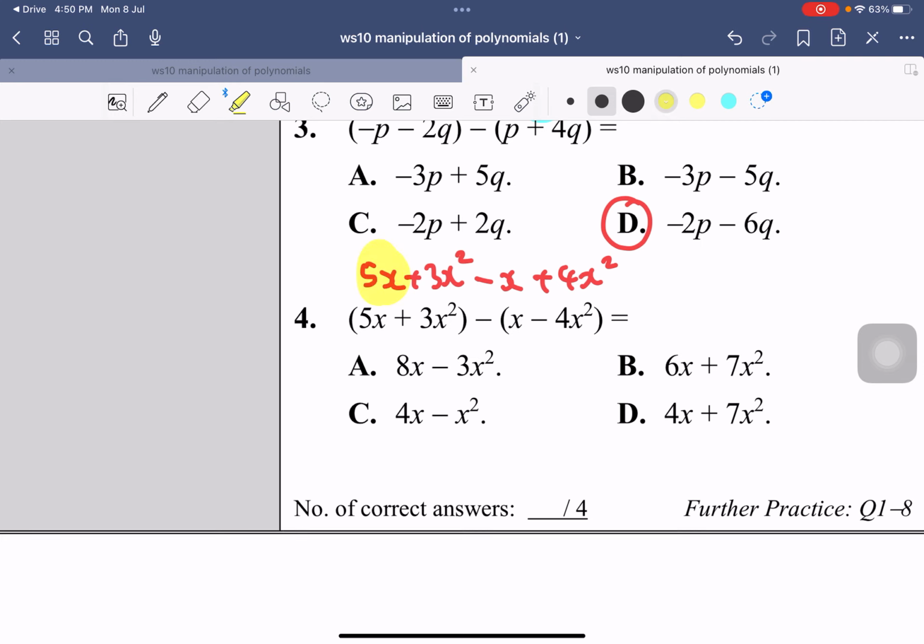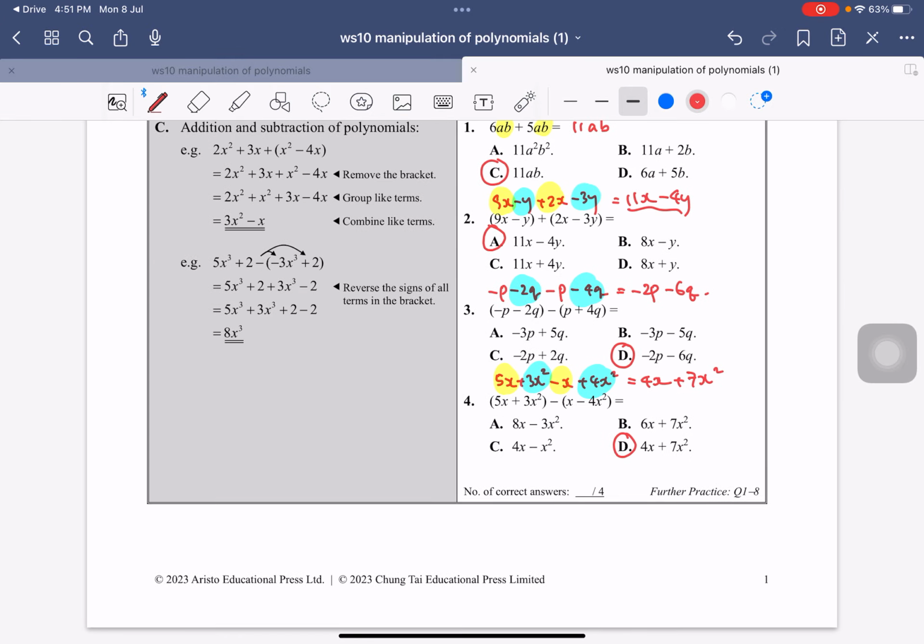Now we try to put the similar terms together. We have the 5x. This is x squared, which is not the same as this x, so we can't combine these two. But there's an x here as well, so 5x minus x gives you 4x. For the second part, the remaining two things, we have 3x squared plus 4x squared. They are similar, so it's going to be plus 7x squared. So the answer should be D. Try to finish the rest of the questions by yourself.